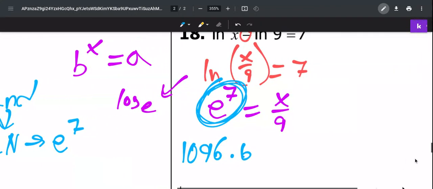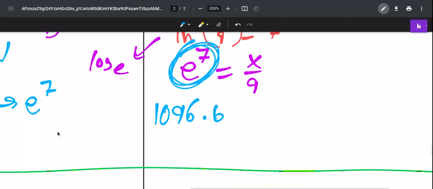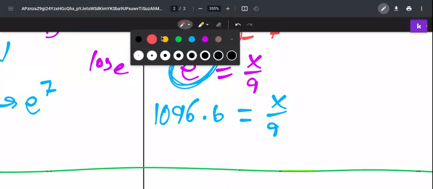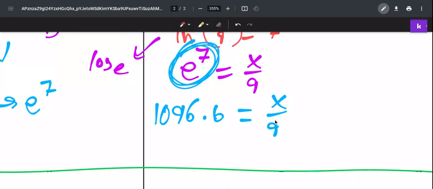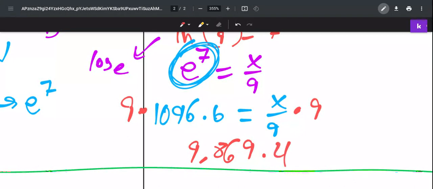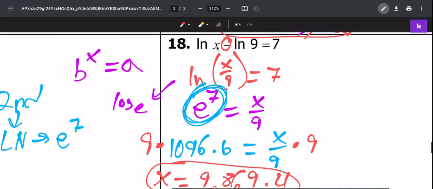Now that may seem weird, but it's just a number. It's just a decimal. So that equals x over 9. Then we just solve this like we would any other equation. We need to get x by itself, so we need to get rid of the 9, so we're going to multiply. We end up with 9869.4. So x equals that. If we plug that back in, you'll see that's a positive number, a very big positive number, so that's going to work.